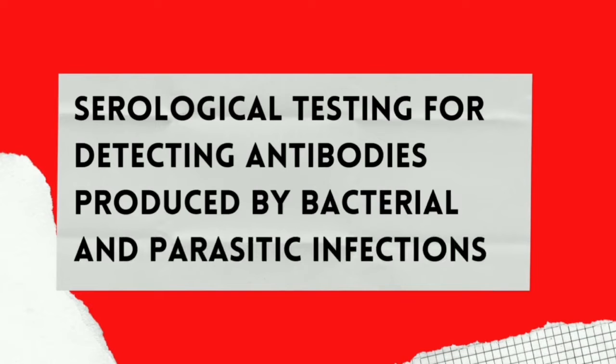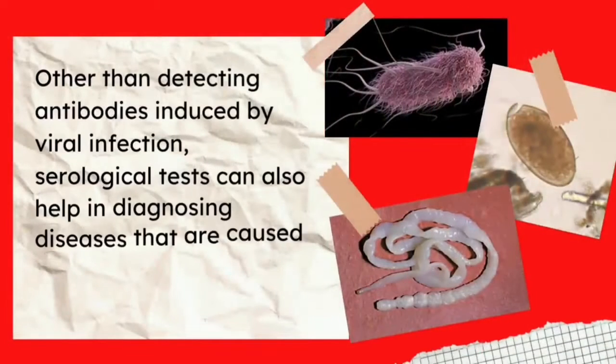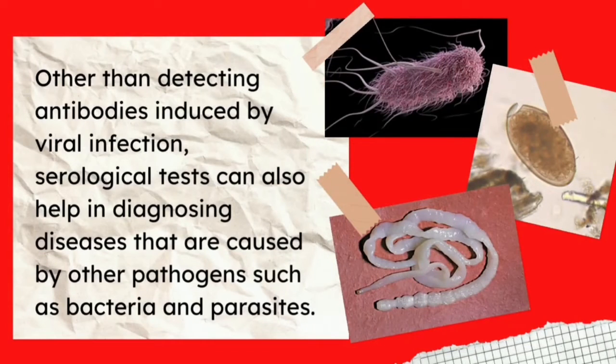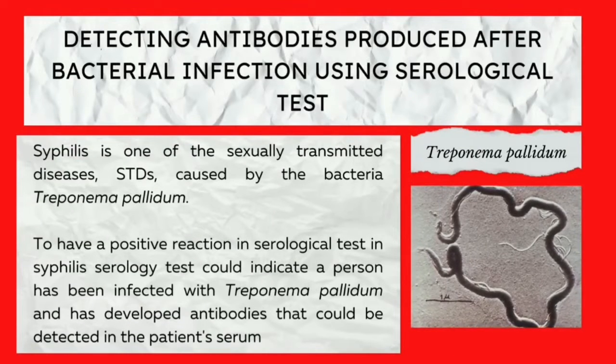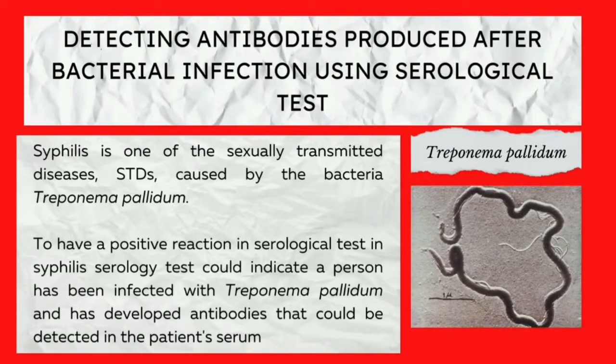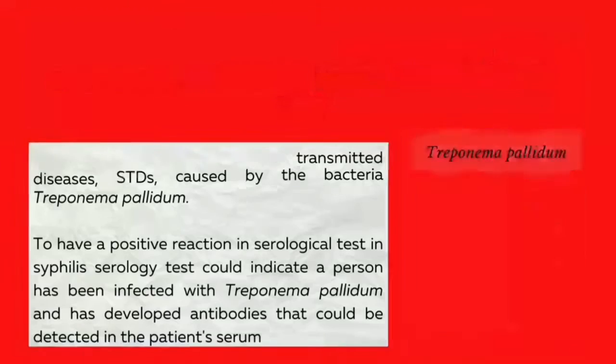This test is also useful in detecting antibodies to check for current or past bacterial or parasitic infections. Syphilis is one of the sexually transmitted diseases, STDs, caused by the bacteria Treponema pallidum. A positive reaction in a syphilis serology test could indicate a person has been infected with Treponema pallidum and has developed antibodies that could be detected in the patient's serum.